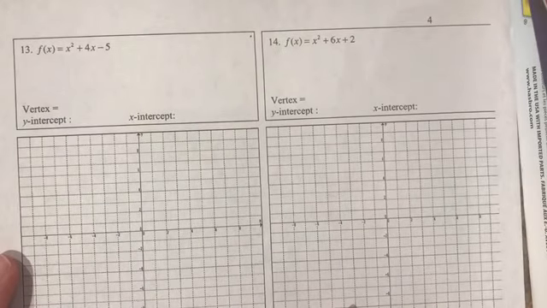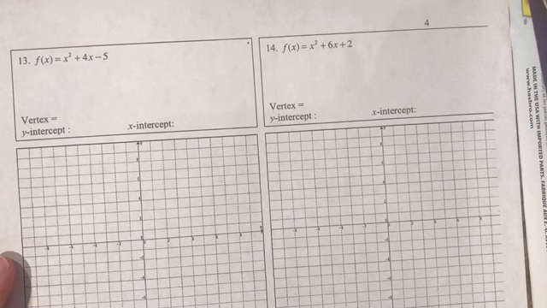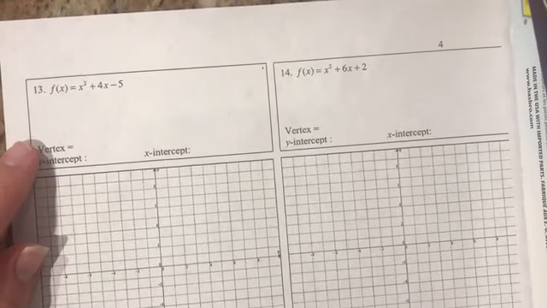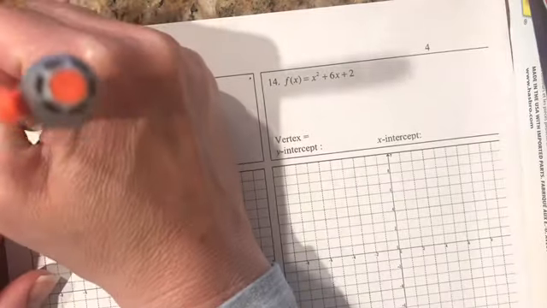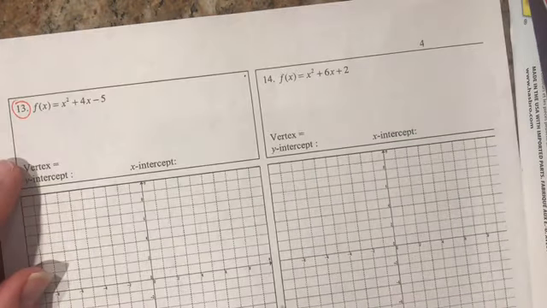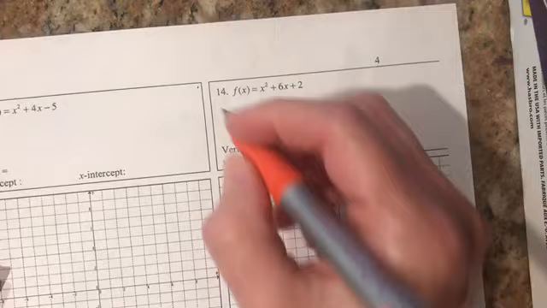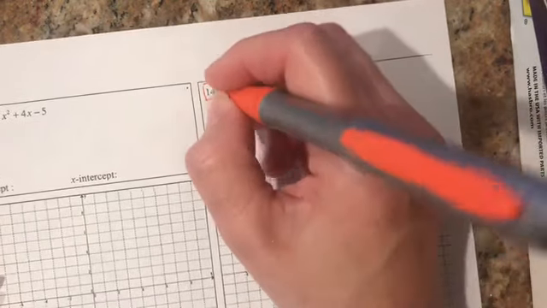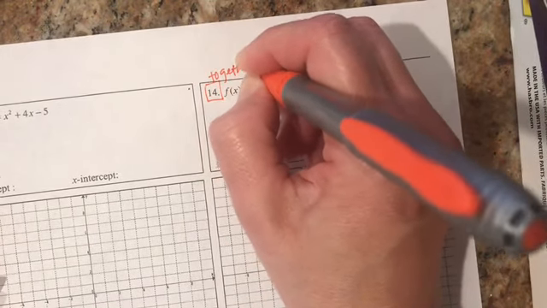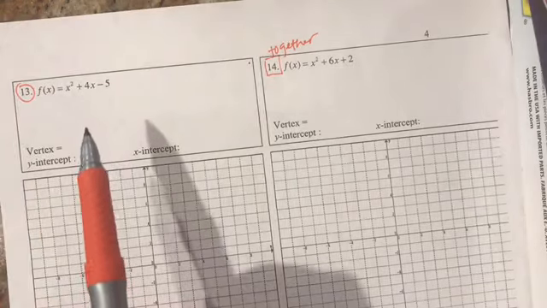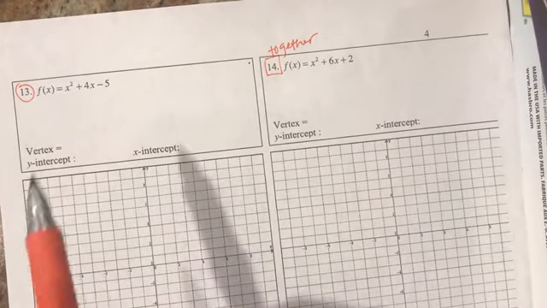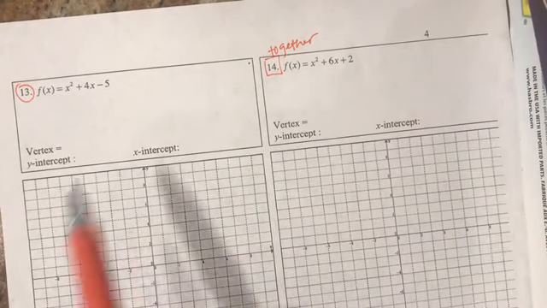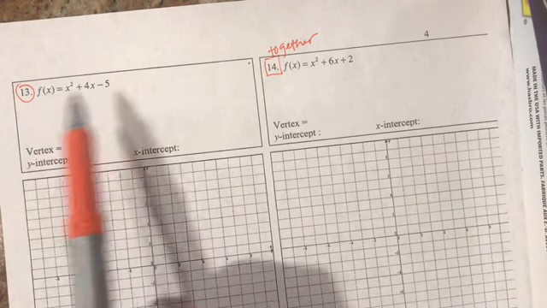Okay? So for the problems we're going to do, if you don't have this piece of paper, that's okay. You can write these numbers down on your piece of paper. Number 13, I'm going to have you do. And we will do 14 together right now as a practice. If you want to write on notebook paper, x squared plus 4x minus 5. If you don't have this piece of paper, no big deal. Just use notebook paper and please write that down.